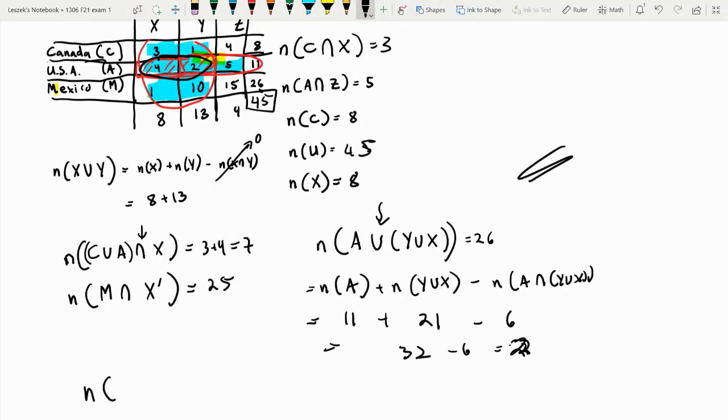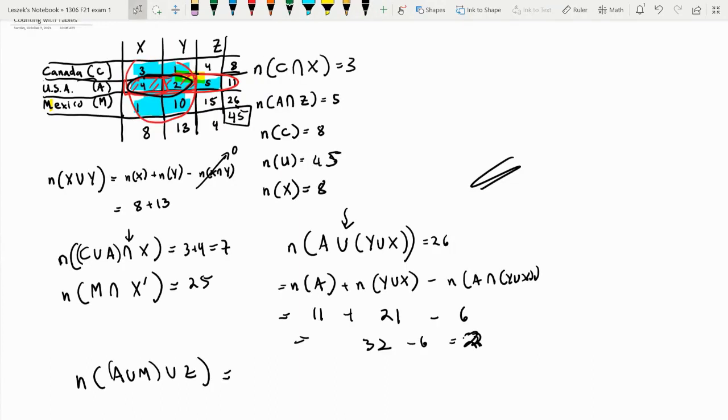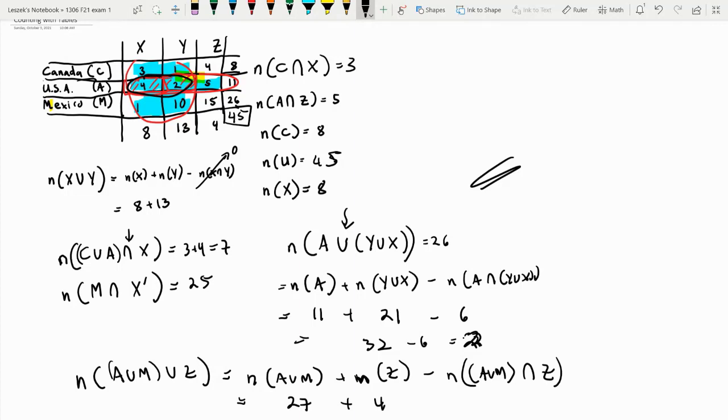So what's the number of things that are either American or Mexican, or people who like Z? 41. So we could use addition rule, remembering that you always have to subtract out the intersection once. So the number of people who are either American or Mexican are 27. The number of people who like Z is 4. And the number of things in the intersection is 20.